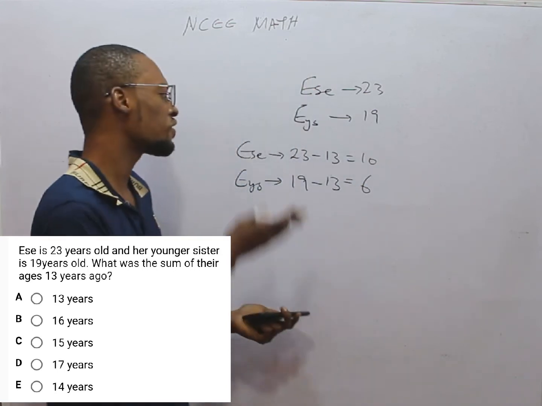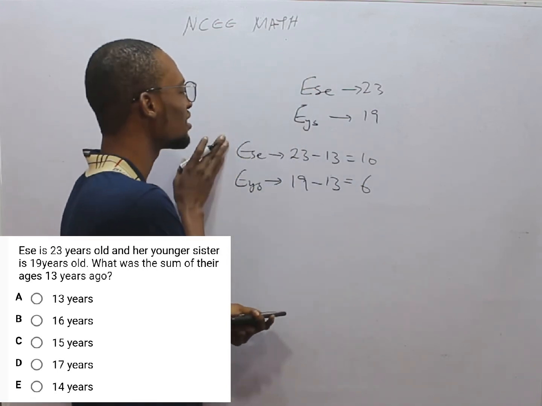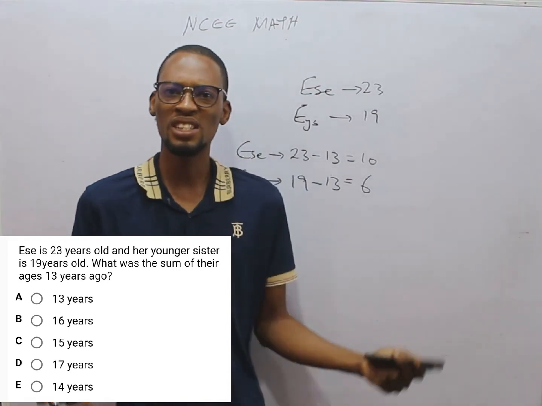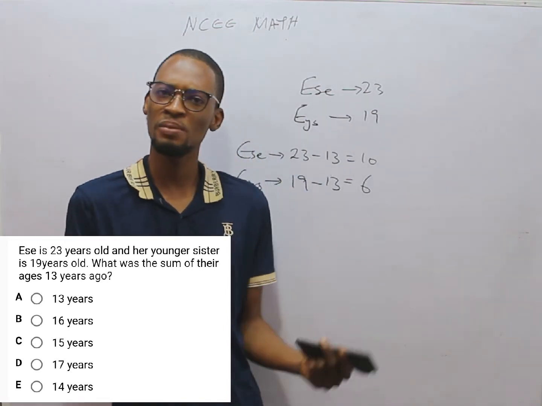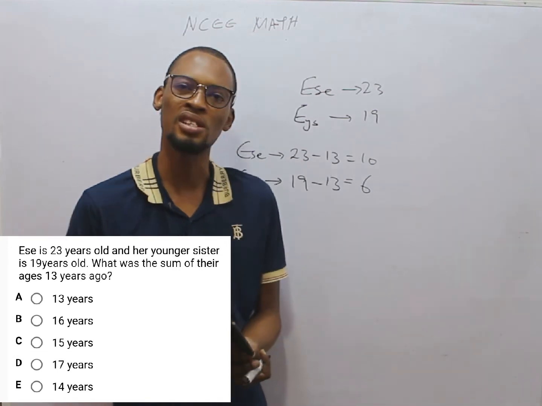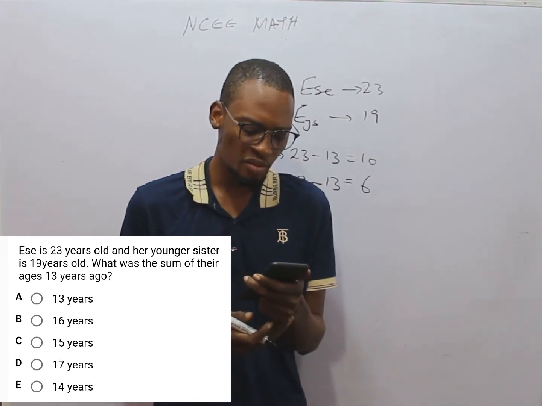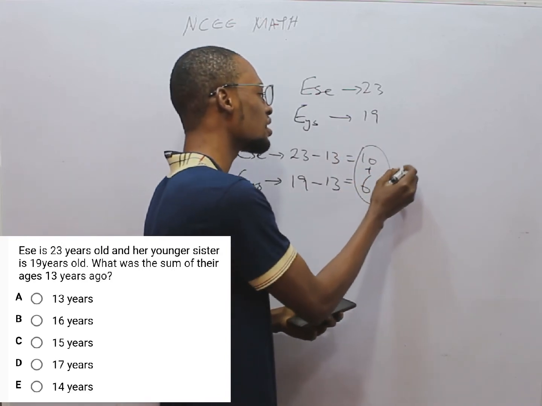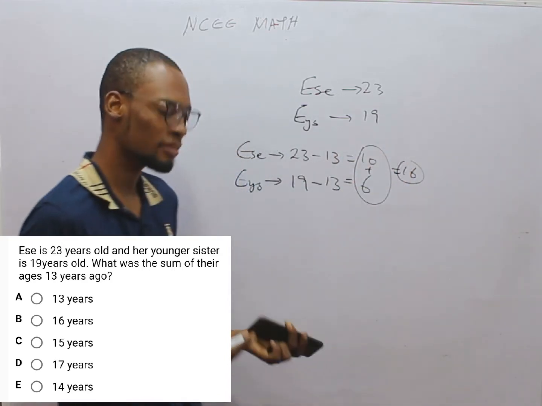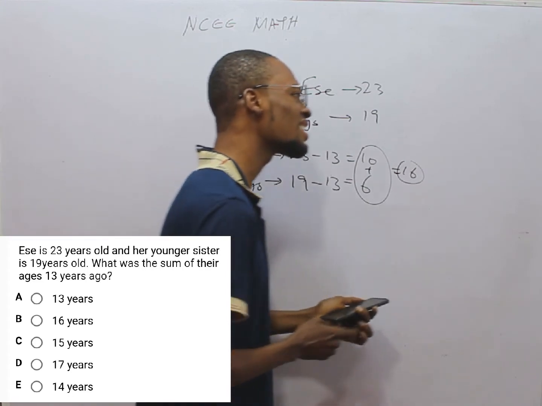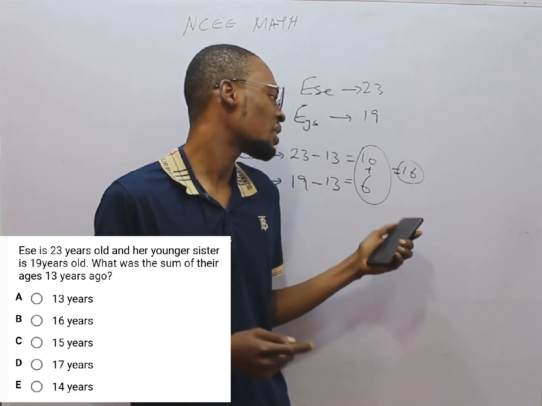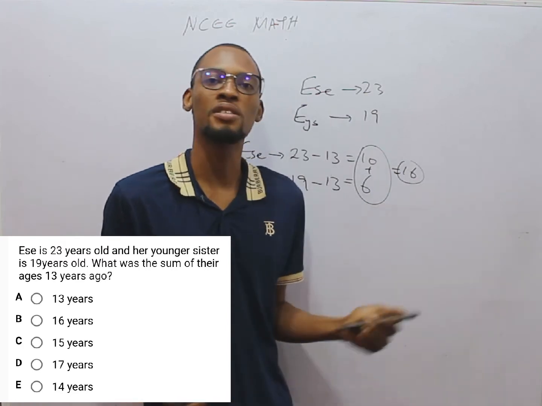Yes. It's simple logic. So the sum of their ages 13 years ago is simply 10 plus 6. That is 16 years. Sum means add. Then the difference in their ages 13 years ago will simply be 10 minus 6.